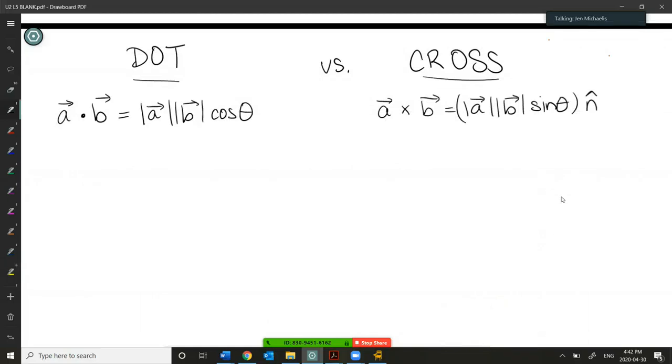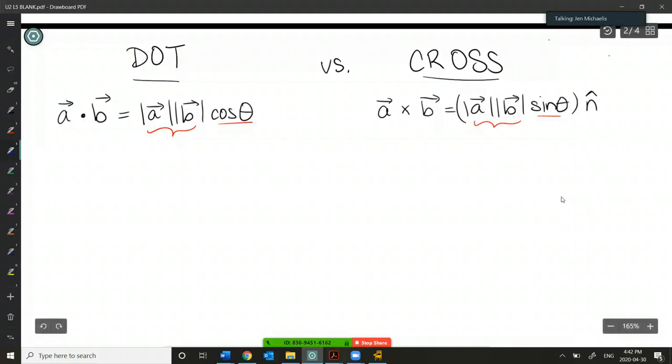Okay, so let's take a look at the dot product and cross product formulas. You might notice some similarities. Mainly, we are taking the product of the magnitudes of the vectors, and then we're taking either the sine or the cosine of the angle between the vectors. So we have to do something with that angle in order to find the product.